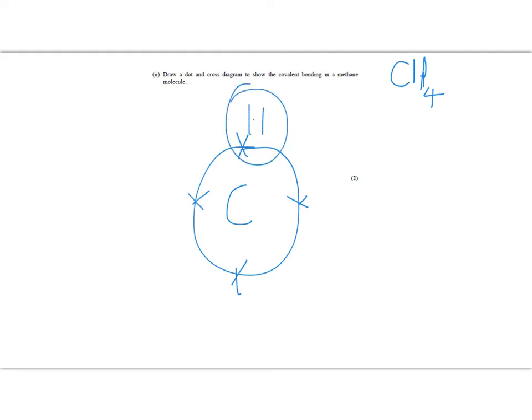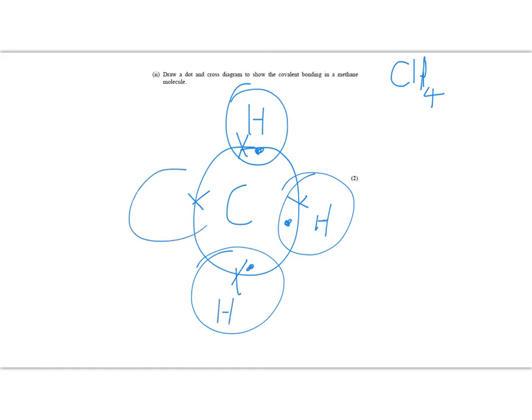this is where the hydrogen bonds. We've got 4 of these hydrogens. Each of which contributing an electron. And voila. Okay, that is the cross and dot diagram for a methane molecule. I've only shown the outer shell of the carbon. Strictly speaking, there should be another 2 electrons on the inner shell, but I don't think that would be needed for the marks.